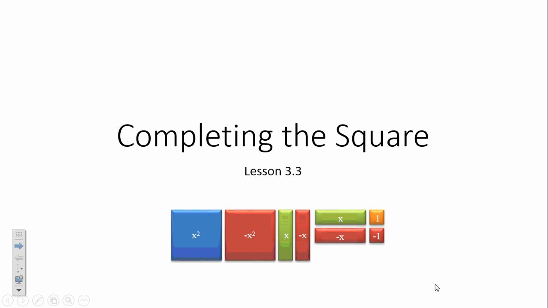All right, so this lesson is on what we call completing the square. And it's something that you were exposed to back in Algebra 1. Everybody remember completing the square? Yes, no, not so much? Okay.